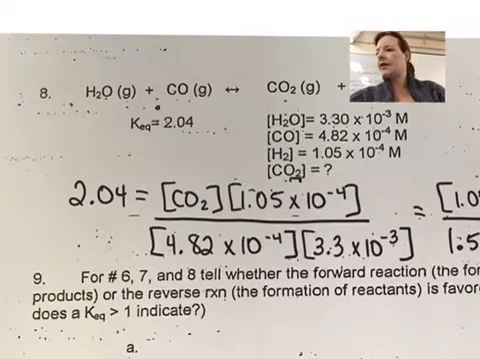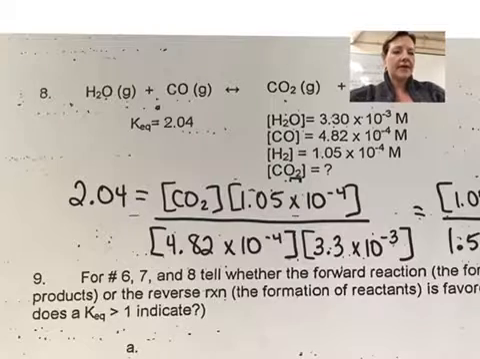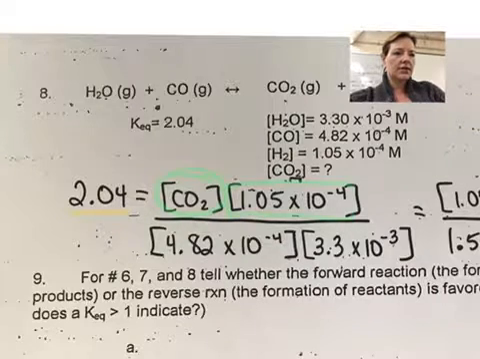All right, number 8. On the back side, you can see my setup all here. 2.04 is going to be equal to an unknown concentration for my carbon dioxide times the concentration of my hydrogen gas product divided by the concentrations of my reactants.